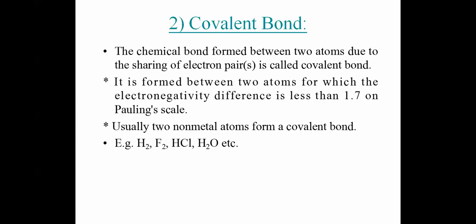Now in covalent bonding, we have sharing. The key here is that there's sharing of an electron pair. This is formed between two atoms of which the electronegativity difference is less than 1.7 on the Pauling scale. So if you go to your textbook, you find the table which says Pauling scale. You realize that this covalent bond only happens if the difference in electronegativity is less than 1.7. So this is normally between non-metals.